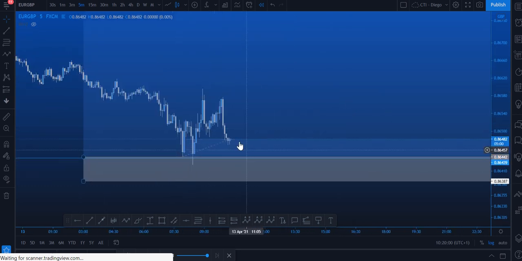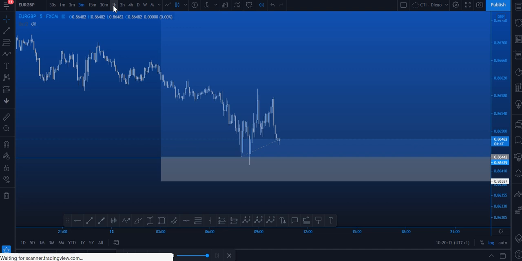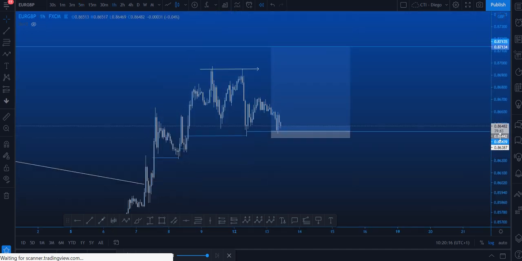And right now, is there any piece of price action that's telling me it's going to reverse? Maybe there could be an inverse head and shoulders: the left shoulder, the head, and potentially the right shoulder. But for now, I need to remain patient. So that's the game plan for Euro Pound.